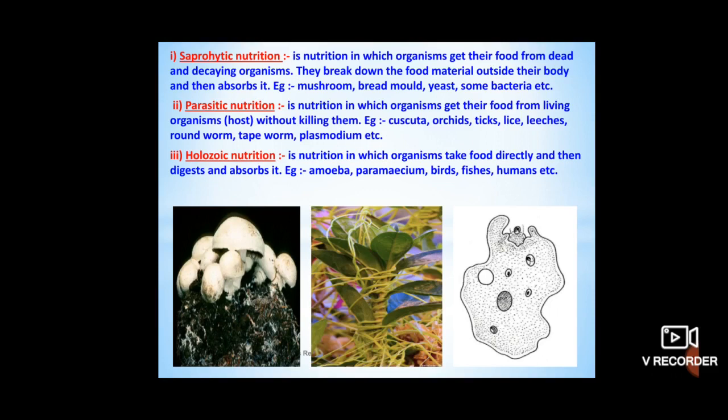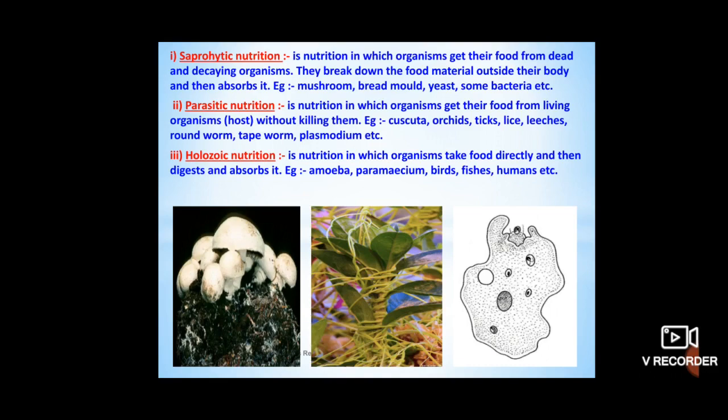Then the last one is holozoic nutrition, which means these kinds of organisms consume the food directly and digest that food within the body. This we can say is the holozoic mode of nutrition. The best examples for the holozoic mode of nutrition are amoeba, paramecium, and including human beings also.